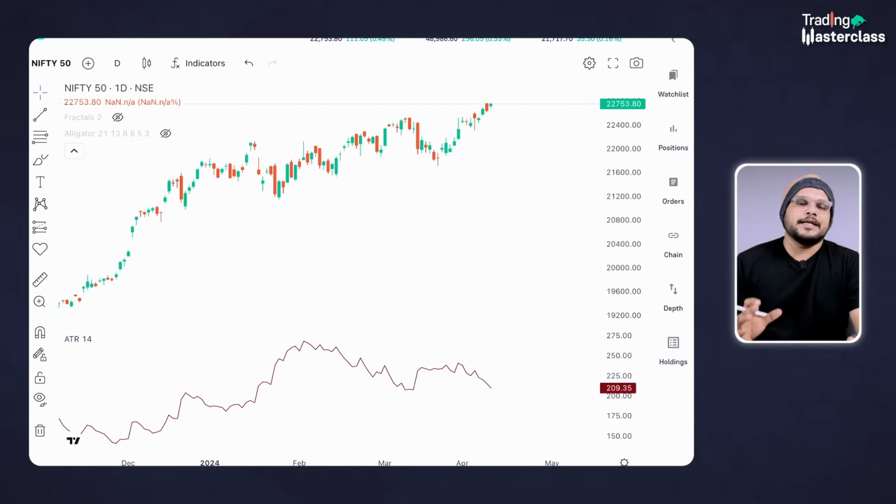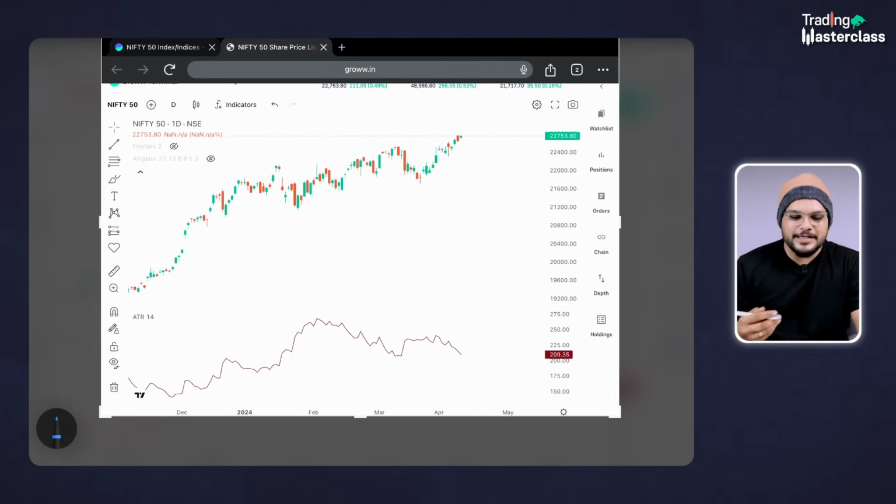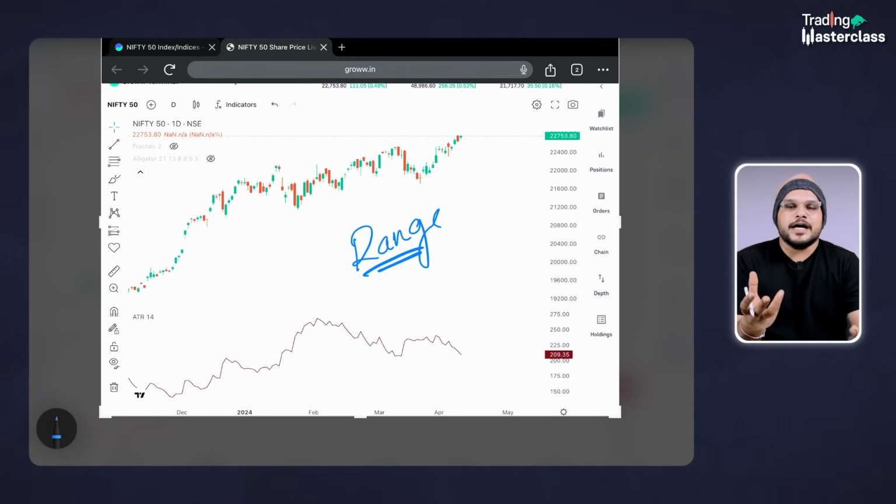So what is ATR all about? ATR is basically an indicator that identifies the average range of the market. For example, today's IB range is 50 and yesterday's IB range is 100. If you average it, obviously it comes to around 75. The average range of the present market is 75.